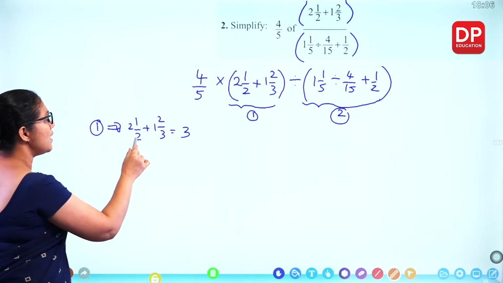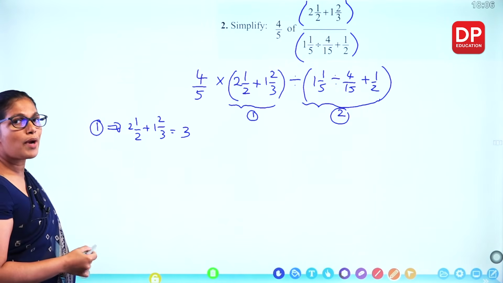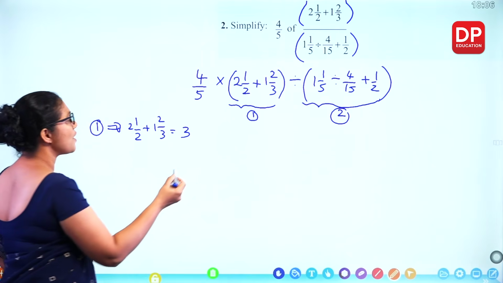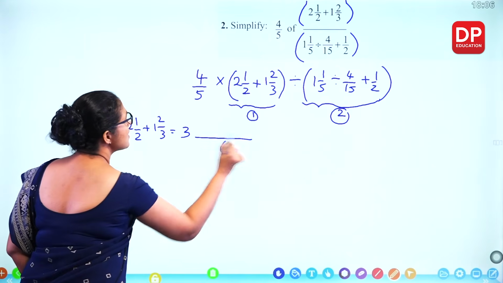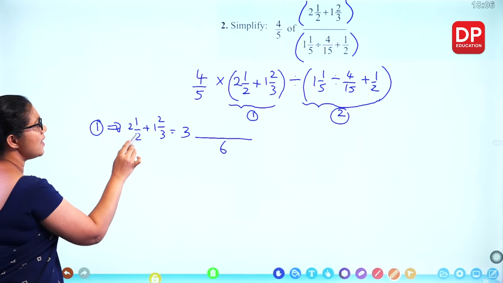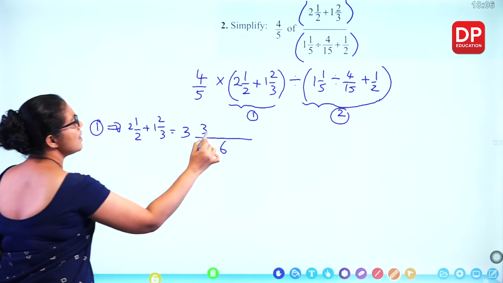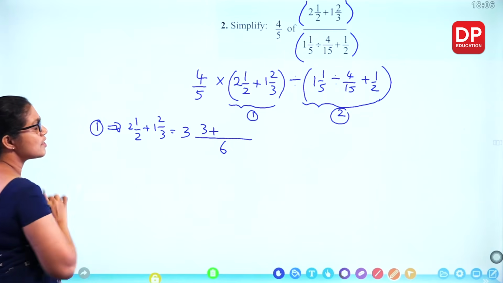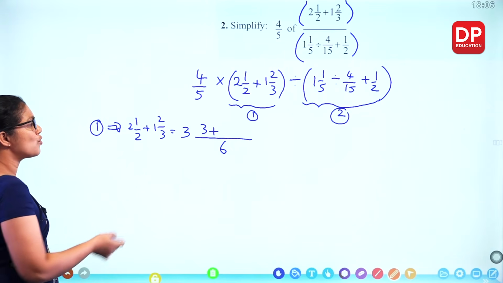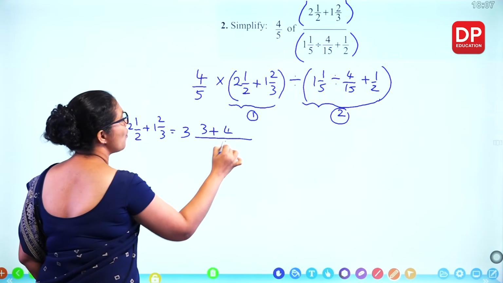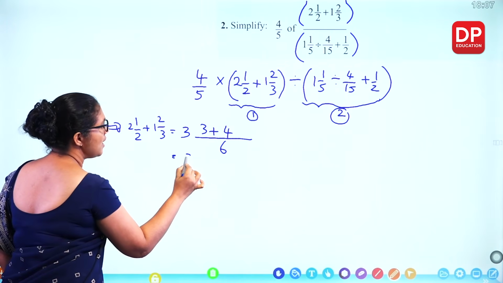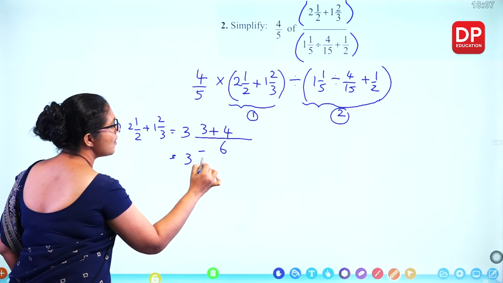Again, we know the lowest common multiple for 2 and 3 is 6. So you can straight away write 6 parts. How do you convert? This is multiplied by 3, so you do the same thing here, multiply by 3. This is 3, that means you multiply by 2. 2 times 2, 4. So you get 3 parts and 7 over 6.